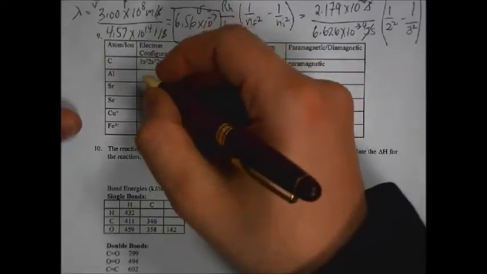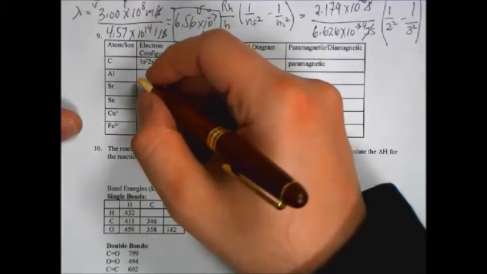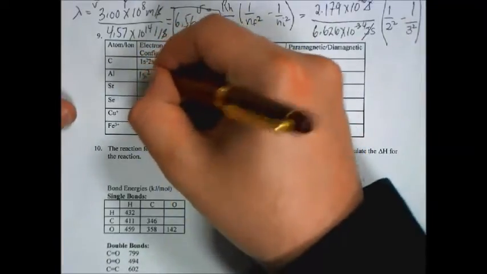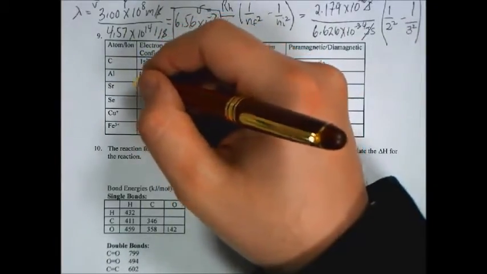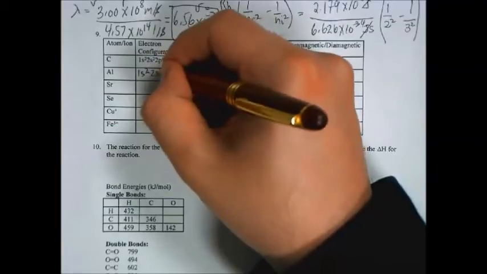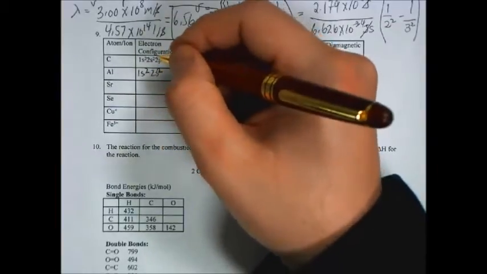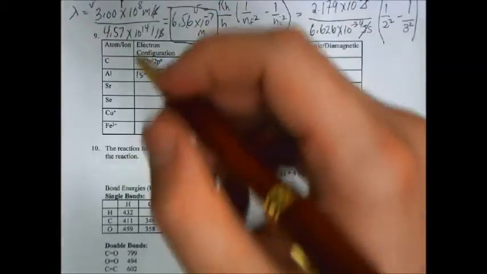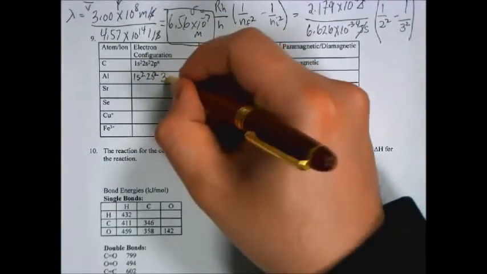So for aluminum, if you grab your periodic table and you go across, you're going to have 1s2, 2s2, and then for aluminum, you're going to get a 3p1.